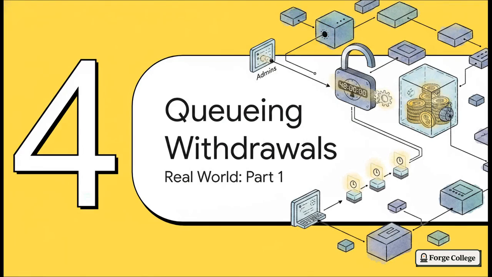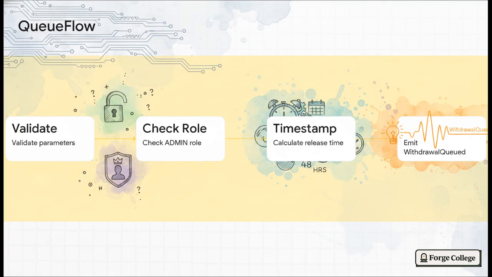Let's look at the real world, queuing withdrawals. Let's map out a real high-stakes Web3 scenario. Say an admin needs to queue a withdrawal, but your system has a mandatory 48-hour time lock. We map out what we call the queue flow sequentially. Step 1, validate the parameters. Step 2, check the admin role. Step 3, calculate the exact release timestamp. Step 4, emit a withdrawal queued event. Boom. Now we know exactly where our checkpoints live.